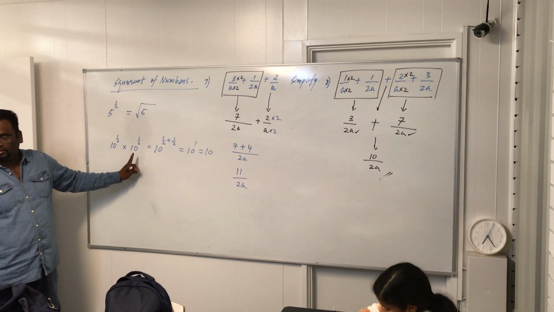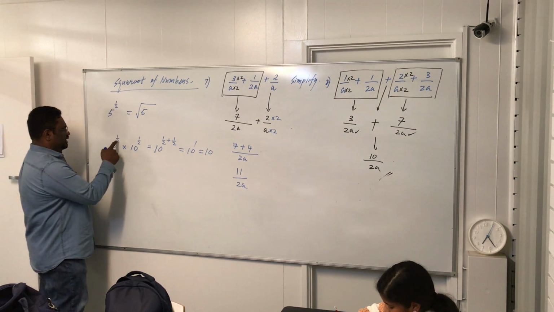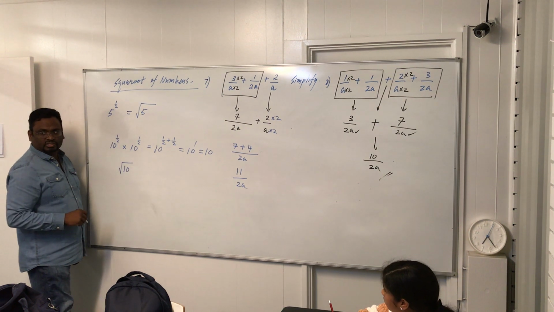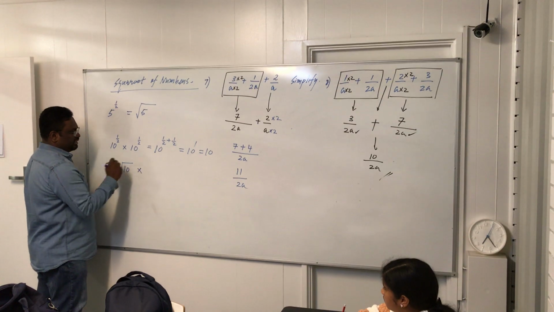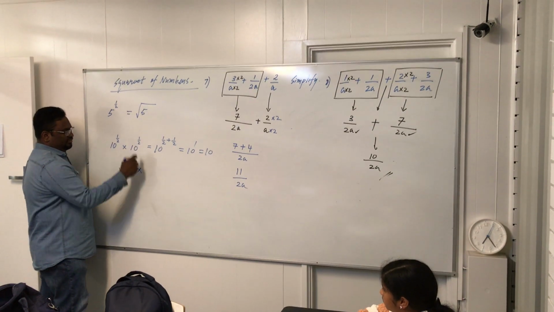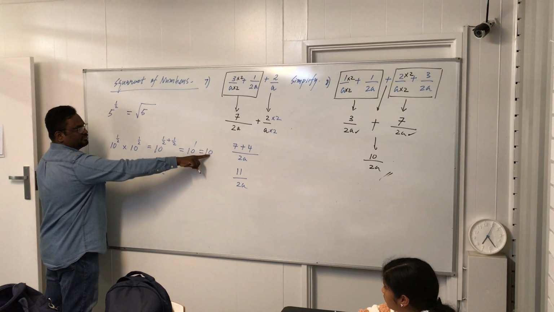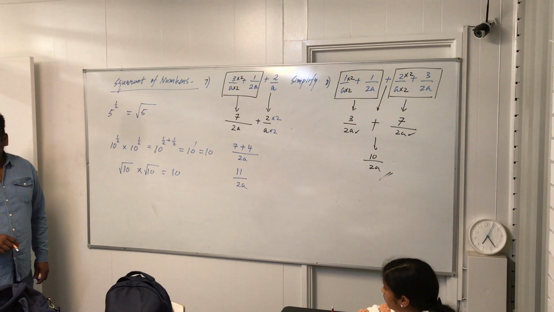All good? So notation-wise, how do you write this? 10 half is the square root of 10. Please look at the board. 10 half is the square root of 10, times, I'm going to copy that here, 10 half again, the square root of 10. What would be the answer here? 10. Isn't it nice to remember?